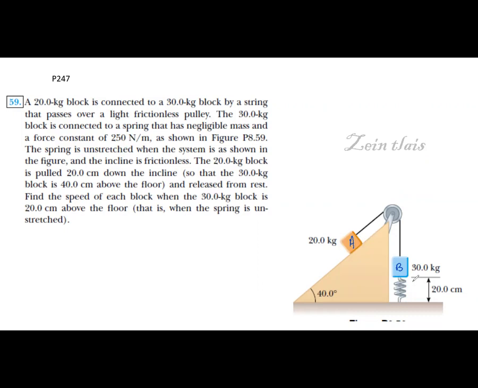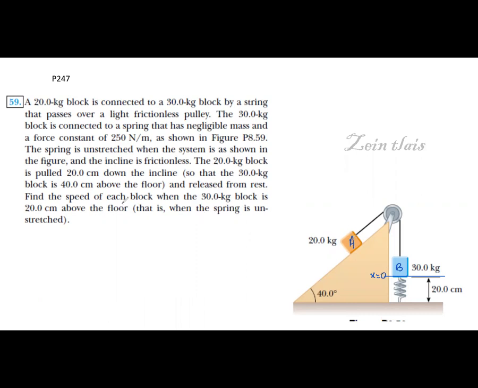The spring at this position has its equilibrium position. At this level we have x equals 0. We don't have compression, we don't have extension, nothing. It's the equilibrium position.